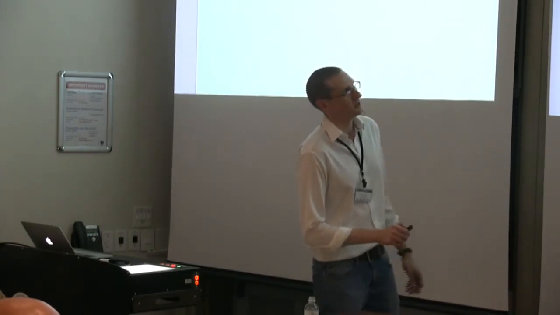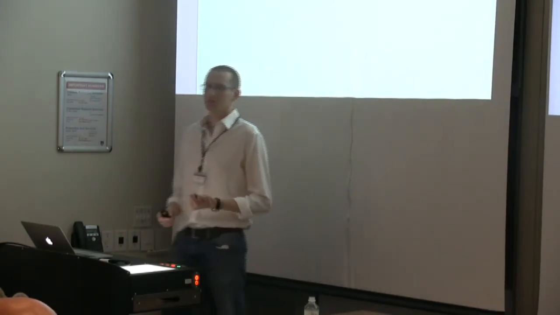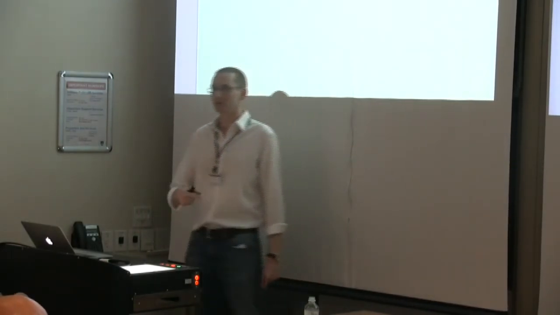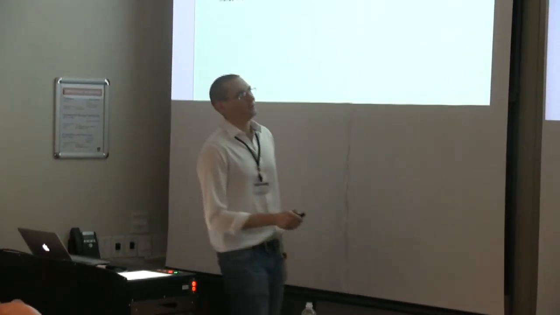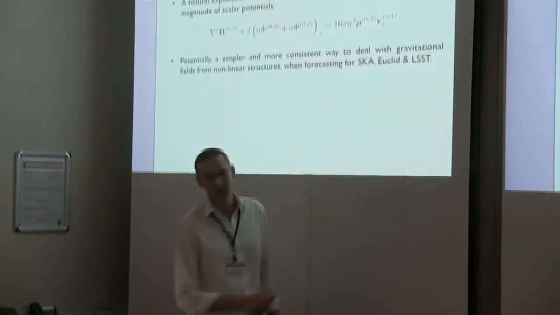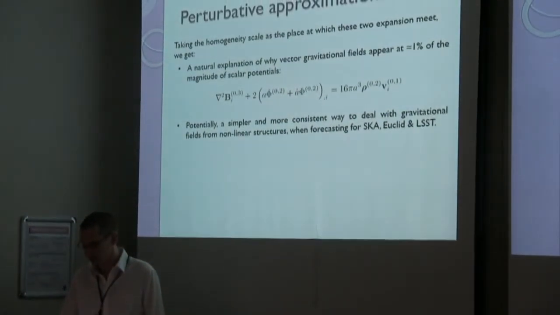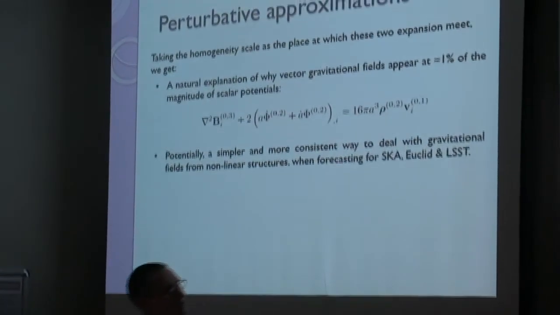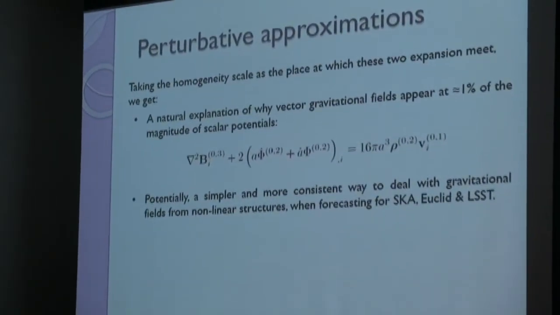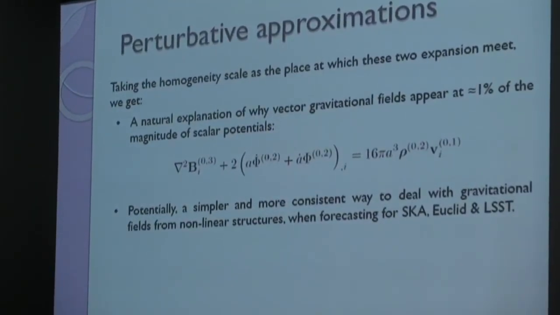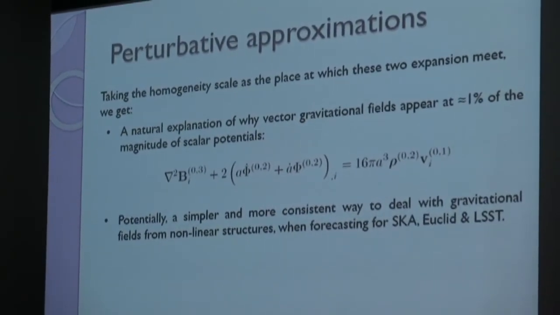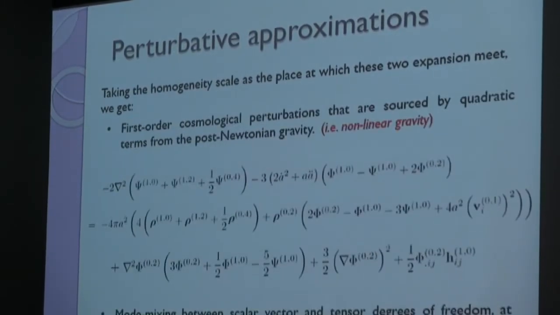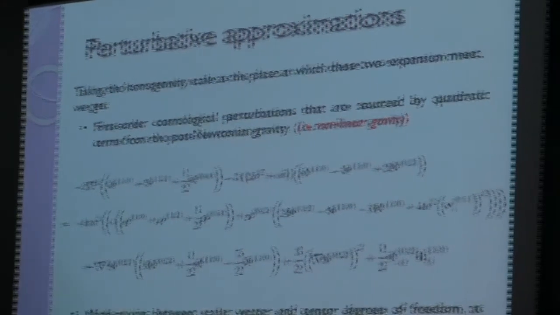So this isn't what you'd expect from a cosmological expansion, but it is what's been found by Marco Bruni and his collaborators and Chris Clarkson and his collaborators when they try and work out what these things are from n-body simulations. So this does appear to be correct from those very large simulations. So this framework, I think, is potentially a simpler and more consistent way to deal with gravitational fields from nonlinear structures, especially if we're going to start thinking about testing gravitational fields on large scales. If we're going to do that with Euclid and SKA, then it looks like we have a number of terms that we wouldn't expect to see there.